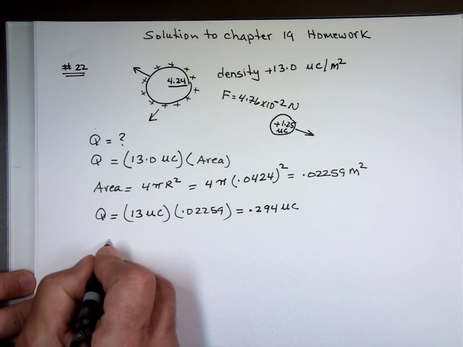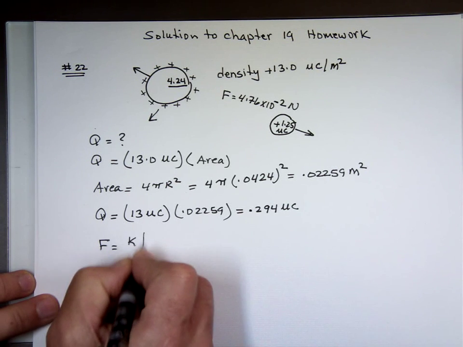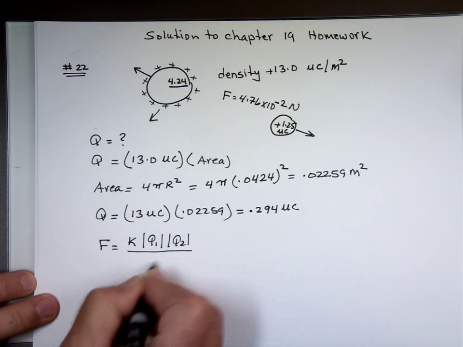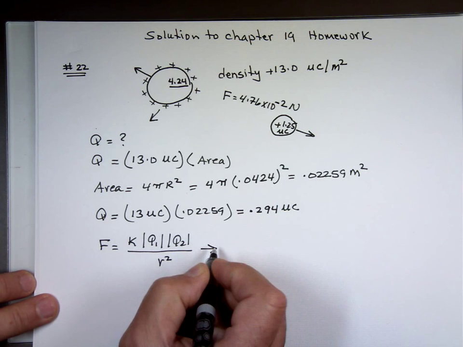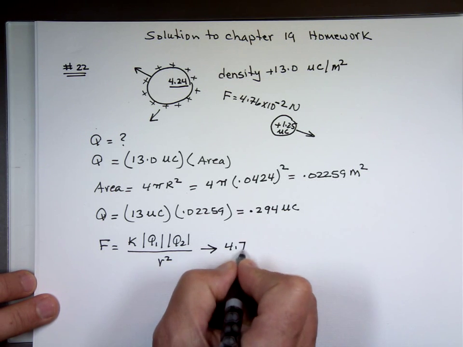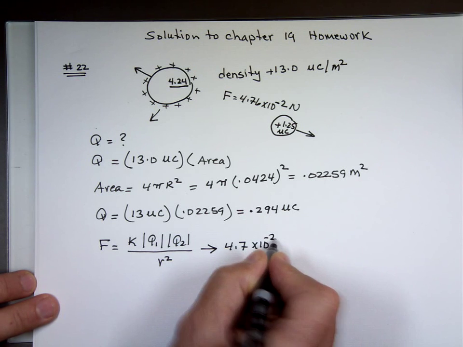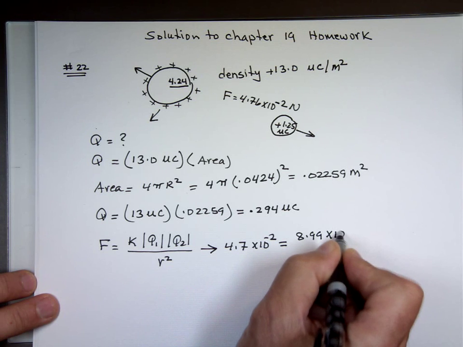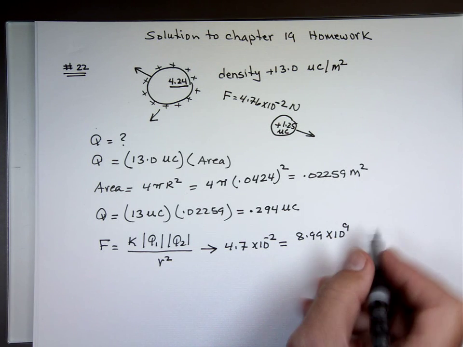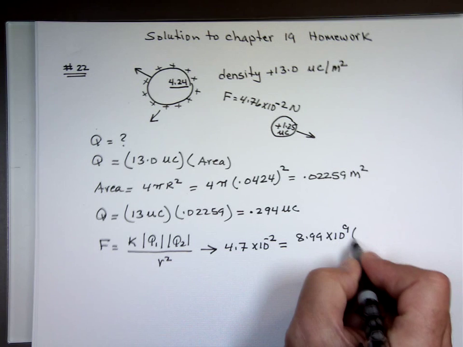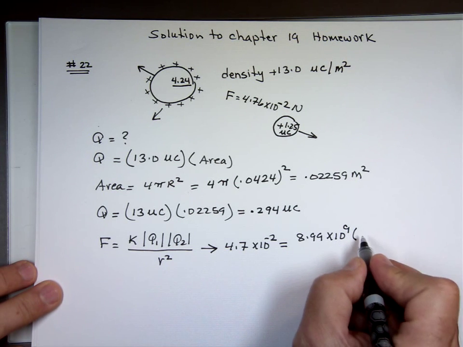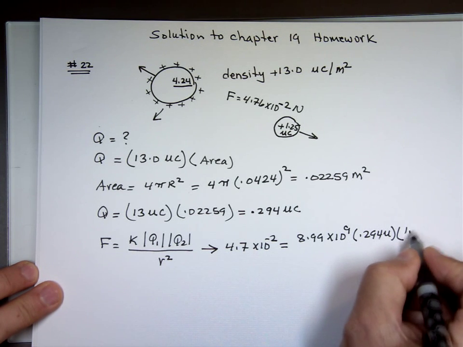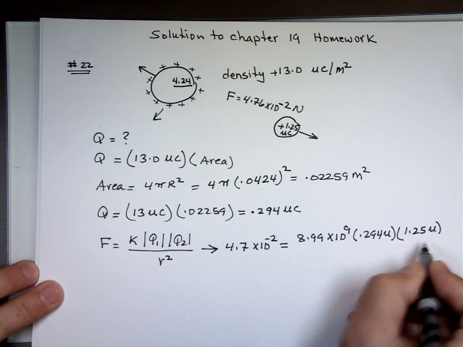So now what is the force? We know force equals K times Q1, Q2 over the distance squared. We know what the force is that was given to us, 4.7 times 10 to the negative 2. K is 8.99 times 10 to the 9. Q1, excuse me, is 0.294 micro. Q2, 1.25 micro, over R squared.